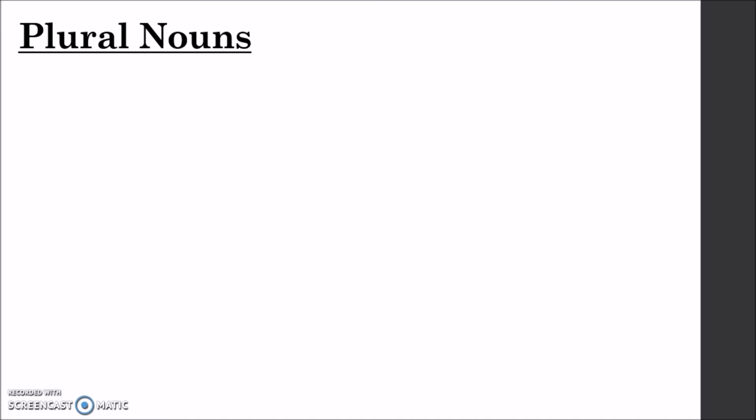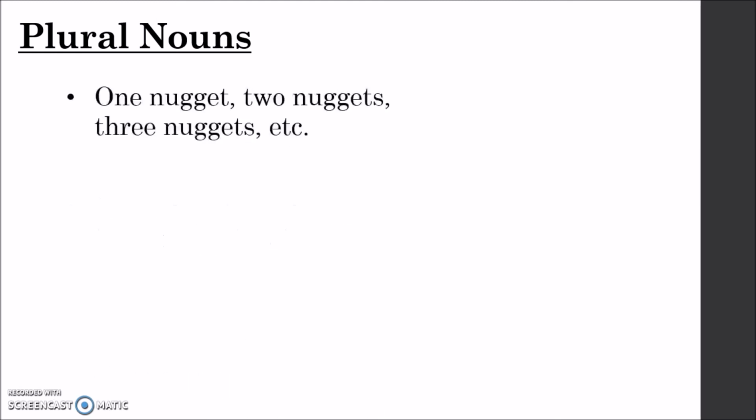At the opposite, plural nouns are nouns that take an S at the end of the word when describing a quantity, so more than one of the same noun. For example, one nugget, two nuggets, three nuggets, etc. As soon as it's two nuggets, it takes an S because you represent a quantity, which is more than one nugget.